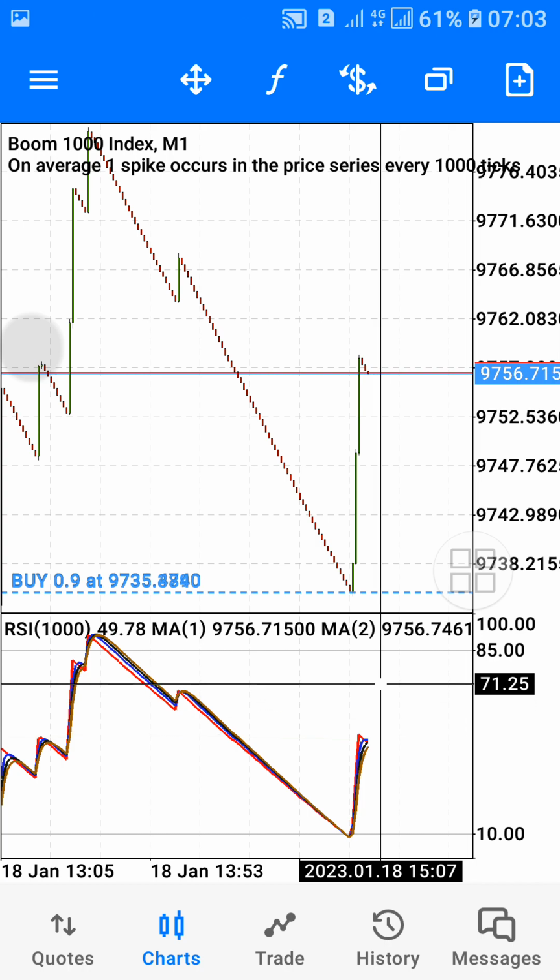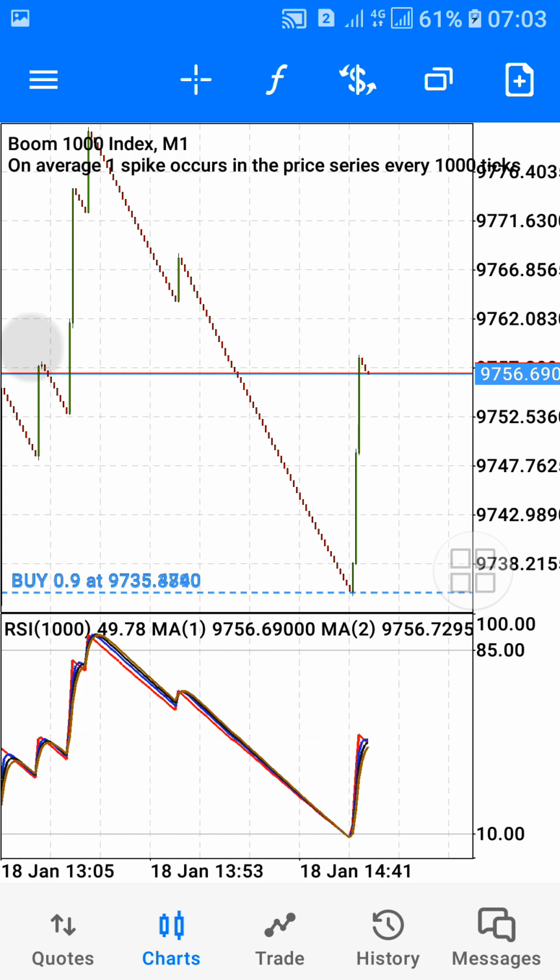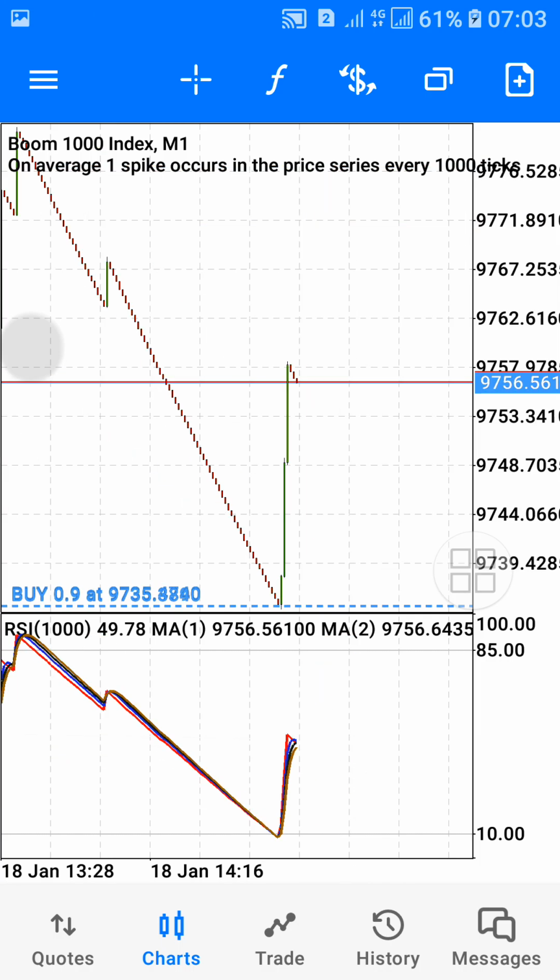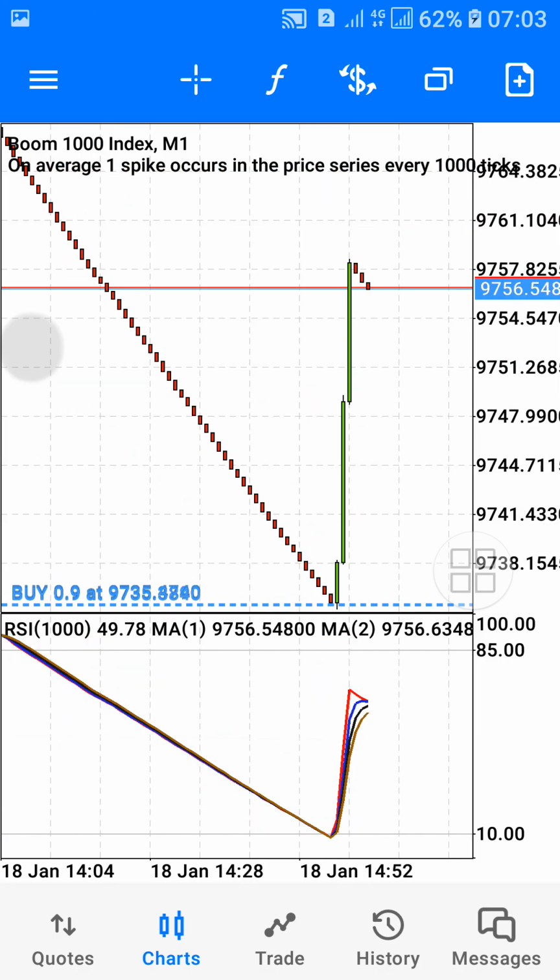All right. So let me tell you how I do this. You can see here, I'm trading Boom 1000, and I'm using the M1, 1 minute time frame. All right. So I want to zoom this to the third level, so you can see it clearly.